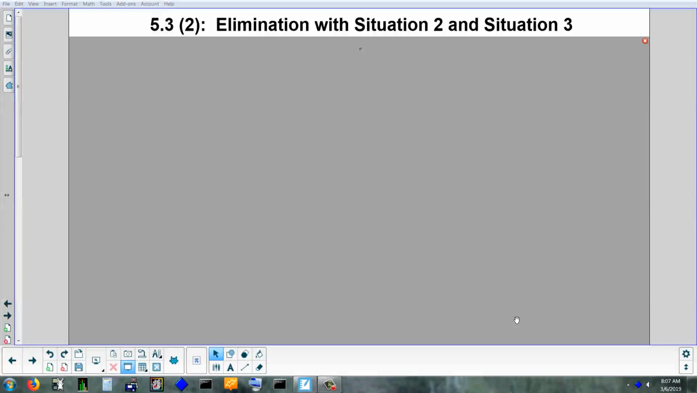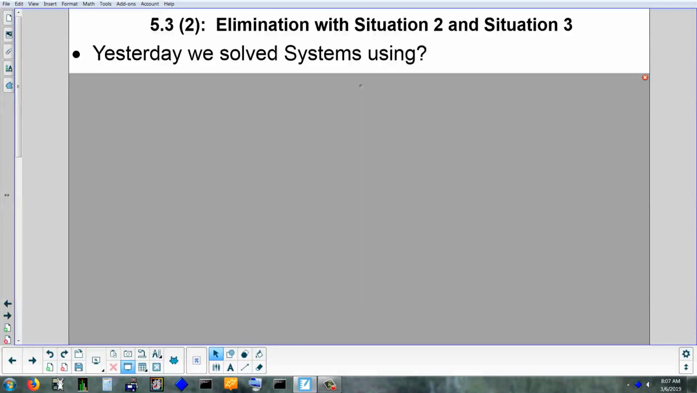All right, so today we're going to finish, or we're going to start the middle part of section 5.3, which is 5.3 part 2, and we're going to look at cases 2 and 3. Okay, can someone remind me, how did we solve systems yesterday? What method are we using?